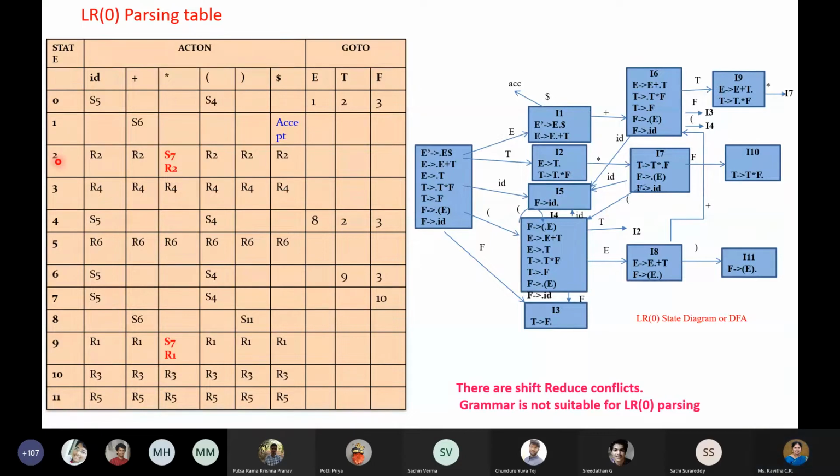Coming to state number 2. In the state number 2, what is it that we have? We have one particular rule which is eligible for reduce action, and the other one is eligible for the shift action. So this reduce action is what? This is the rule, right? E gives T is one rule, and we had already labeled it.